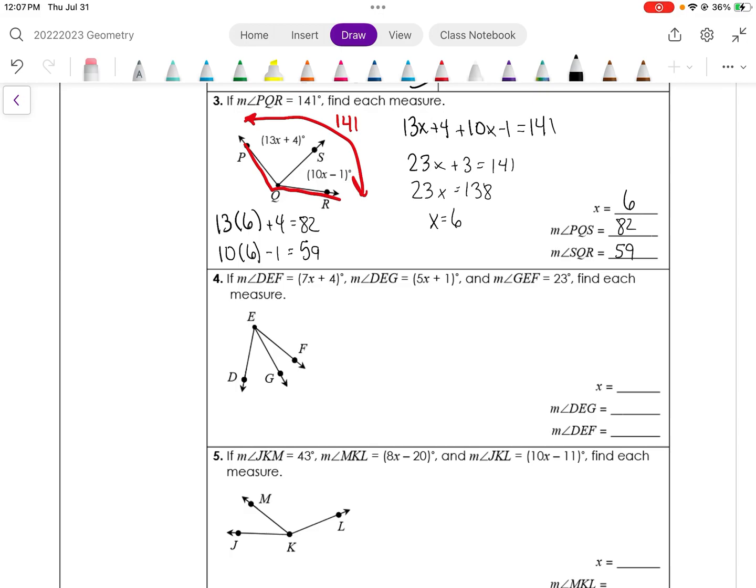DEF. DEF, part or whole? That's the whole. Okay, so the whole thing, DEF, is 7x plus 4. DEG, so is that a part or whole? DEG, that's a part. This is 5x plus 1. And then GEF, which is the other part, the smaller part of the angle, is 23. Set up part plus part equals whole. So 1 part of the angle is 5x plus 1. The other part is 23. The whole big angle is 7x plus 4.